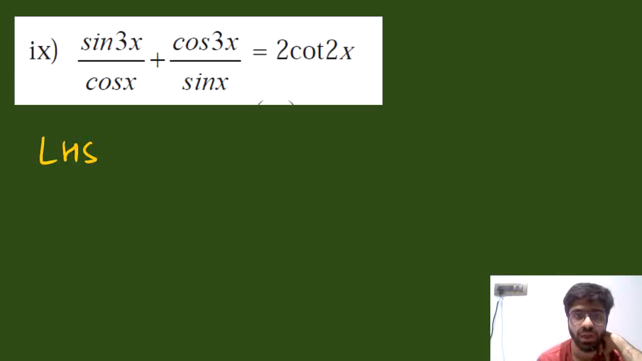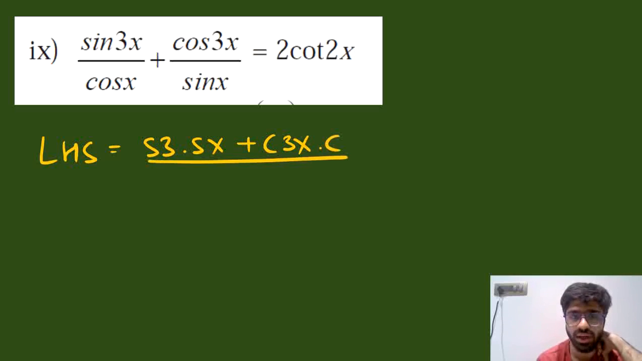Let's go ahead with the 9th one. Just cross multiply the numbers to get the numerator and multiply the denominators to get the final denominator. So it is sine 3x into sine x plus cos 3x into cos x divided by cos x into sine x. Now cos a cos b plus sine a sine b, that's the expansion of cos a minus b, which is cos of 3x minus x.